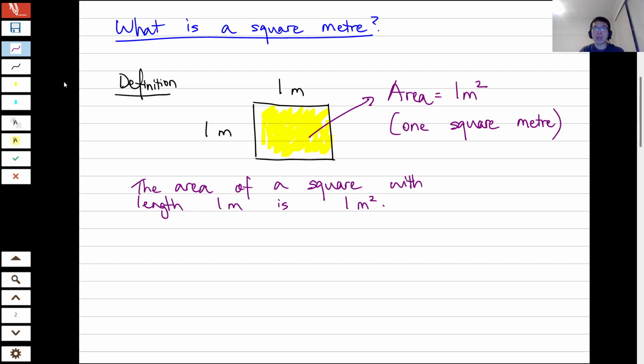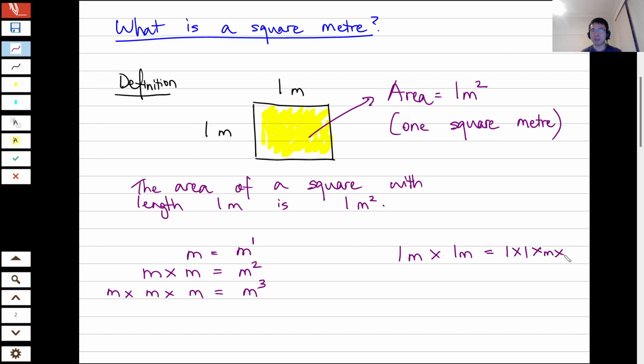Now, you may be familiar with this idea of multiplying a pronumeral by itself, and that gives us an index of 2. If I multiply that pronumeral by itself 3 times, I get m to the 3. So really, what we're doing here is we're saying 1 meter times 1 meter is 1 times 1 times m, and that gives us 1 meters squared.